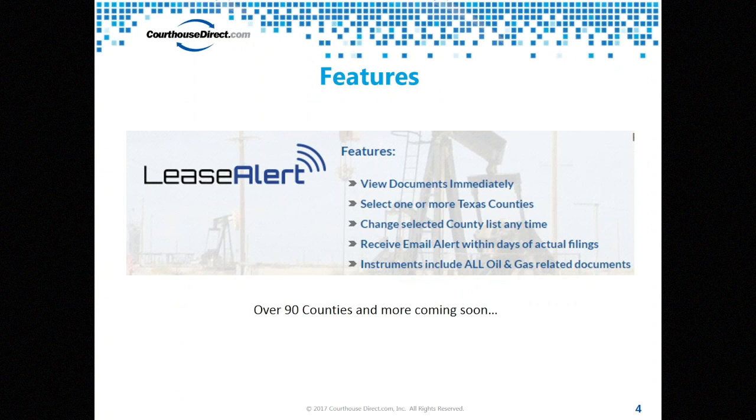One is that when you look at the Lease Alert, you can look at the actual documents immediately in the Lease Alert. And you're able to select several counties throughout the state of Texas. So if you have different crews working in different areas, or you have a mineral interest ownership in different areas, then you can monitor those counties all over the state. You can add or take off counties anytime you want.